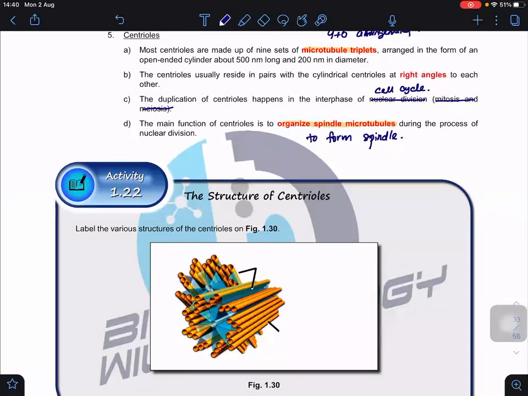Okay. So now what is meant by these microtubule triplets? We know that one microtubule is like this. They are hollow tubes like this. So what we do is we actually take 3 of them and group them together. This one is called a microtubule triplet. Are you clear? These microtubule triplets. So in total how many of them? We use 9 of these to form one centriole.